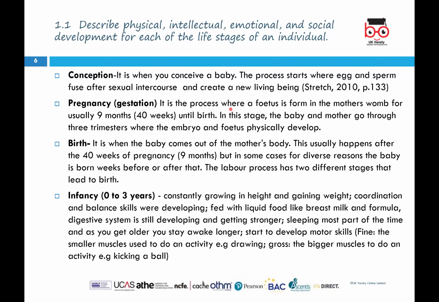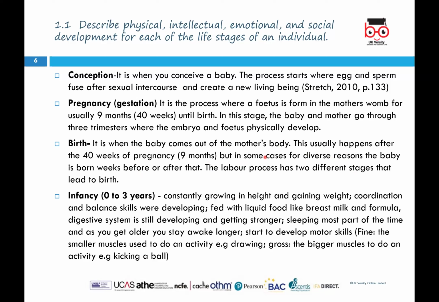In this stage, the mother and the baby go through 3 trimesters, so they're 3 months each. That's what trimester, the name as it suggests, means, where the embryo and the fetus physically develop. And then you have birth. It is when the baby comes out of the mother's body. But in some cases, for some reasons, the baby is born before or after that. So, 9 months is not always 9 months.